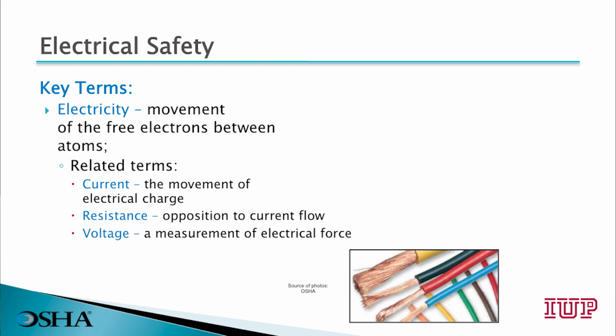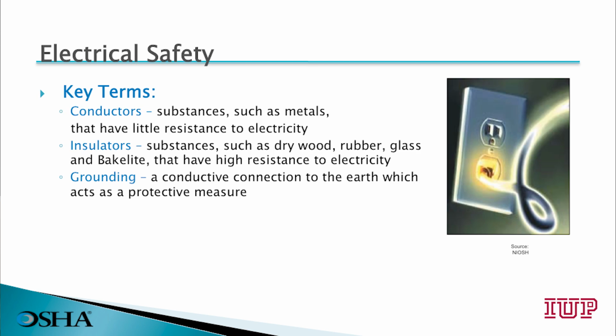So the key terms, we're talking about electricity, and this is the movement of free electrons between the atoms. And there's three related terms that we need to be concerned about. That's current, resistance, and voltage. We need to understand conductors, and we need to understand insulators and how insulators can protect us. We also need to understand the principles of grounding.